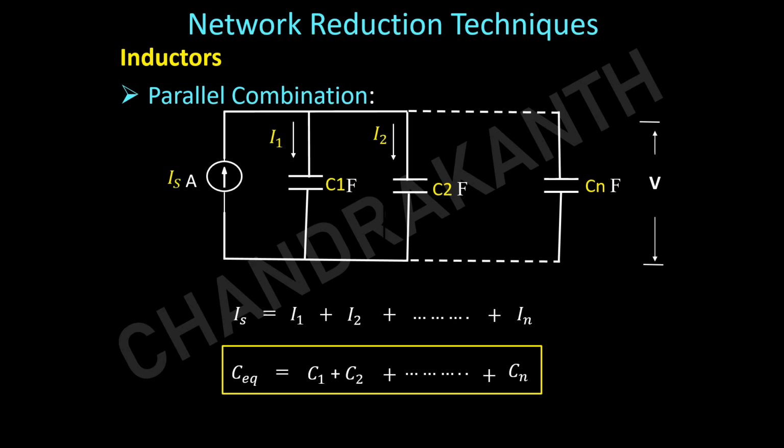Sometimes you will get a combination of RLC networks. In that case, sometimes two resistors might be connected in series, or two capacitors might be connected in series or parallel combination, or in between, two inductors might be connected in parallel or series combination. So in that case, we need to find out these equivalent values.